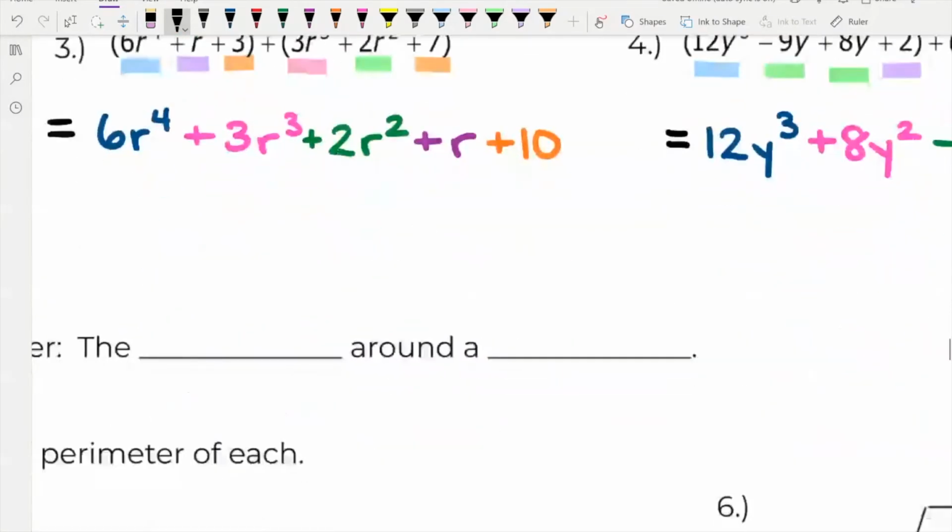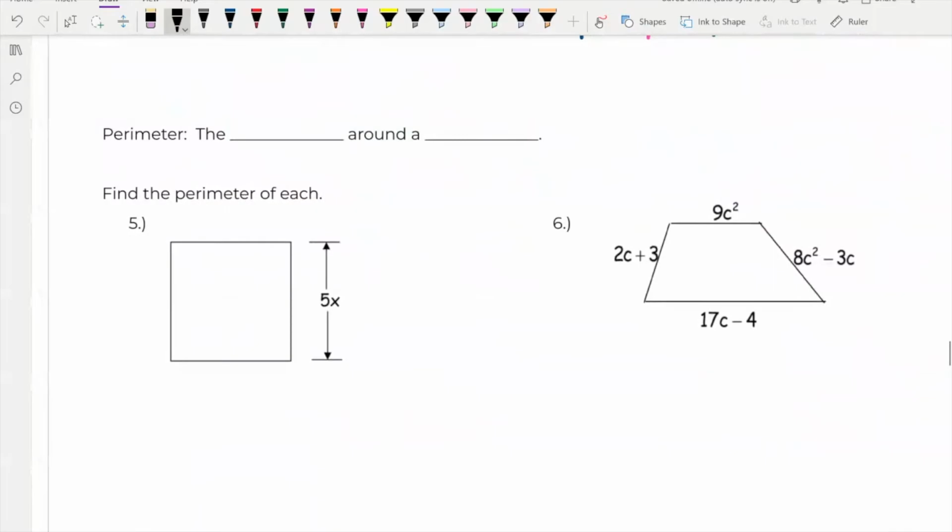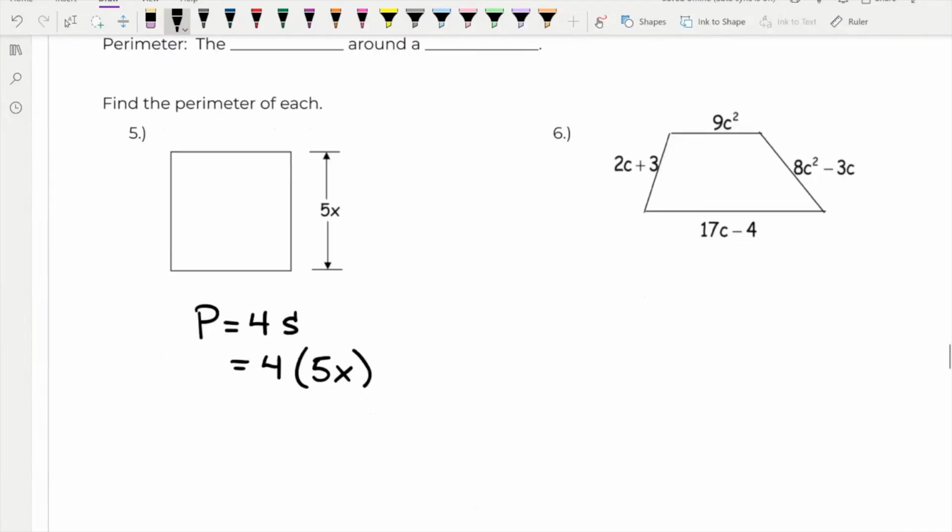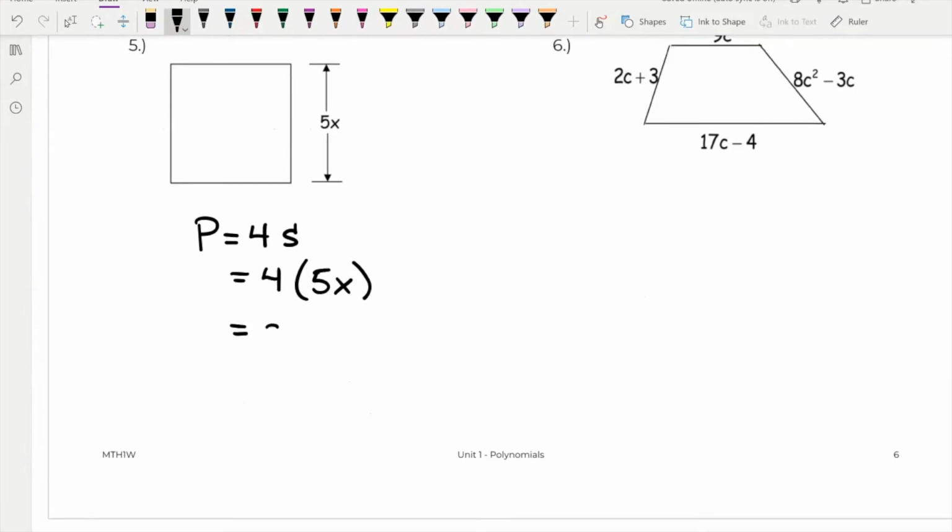Okay. The ones down here, very similar. You're going to add up, but we're applying it to perimeter. I can try doing these real quick. So I have the perimeter of a square, which is 4 times that side length, which in this case is 4 times 5x. And if I have 4 5x's, then that's 20 x's total for our perimeter.